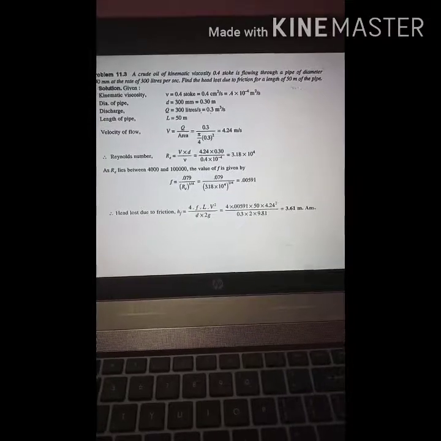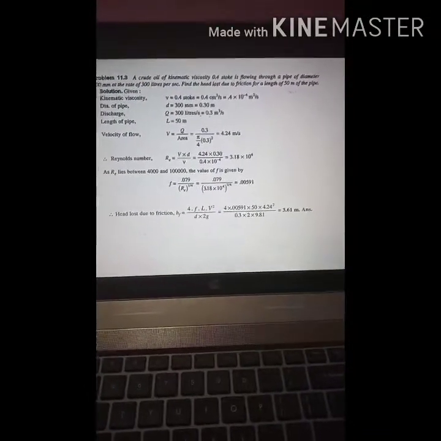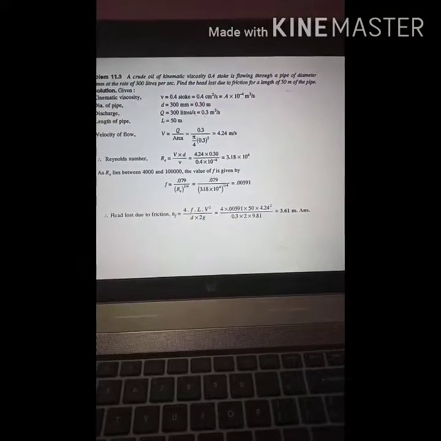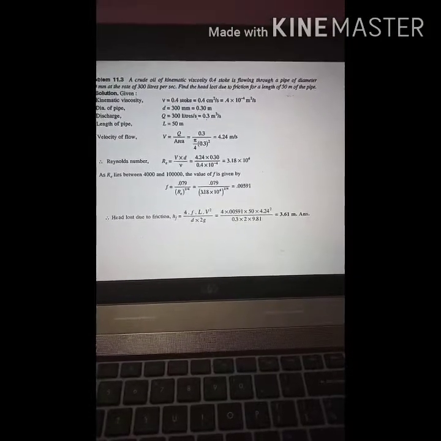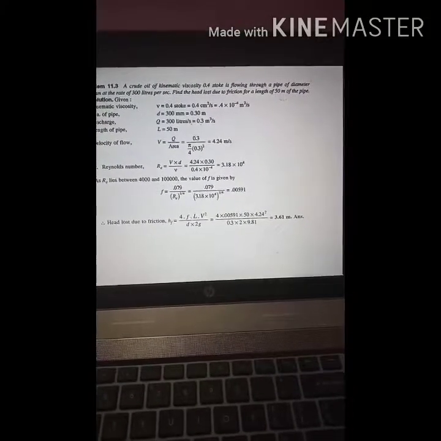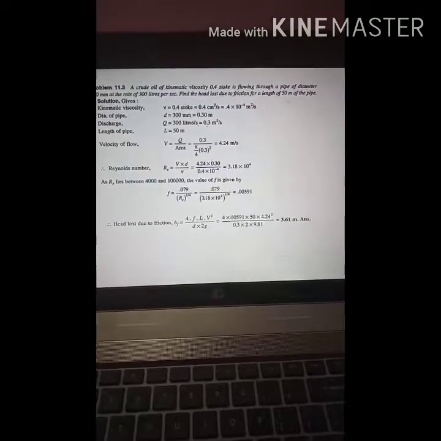Everything is given. The velocity you have to calculate from the discharge, because we will require the velocity in the formula hf is equal to 4flv square upon 2gd. So first you have to calculate the velocity, and velocity is also required to calculate the Reynolds number. So velocity is discharge upon area, it is coming as 0.3 upon pi by 4 into 0.3 square. It is 4.24 meter per second.